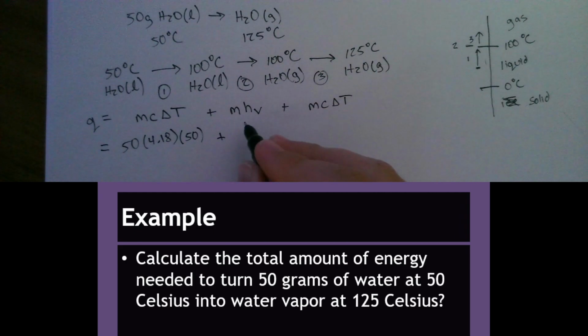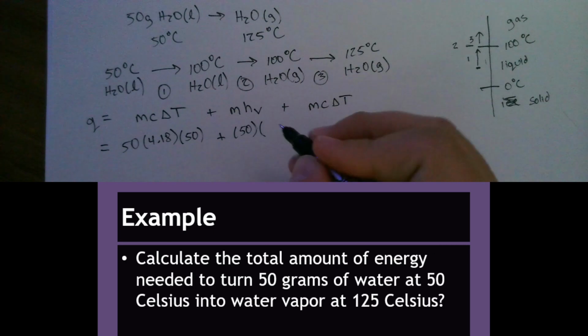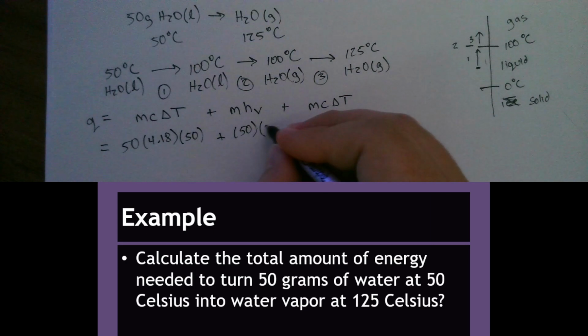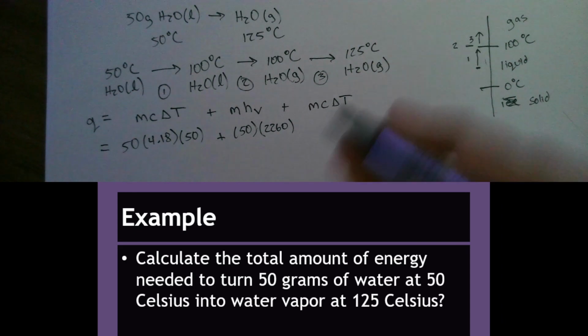Plus, second step, my mass is 50 still. HV, the latent heat of vaporization of water, is the 2260 number. This one doesn't have a change in temperature or anything because the temperature is staying the same. It doesn't have a little c. You don't need the specific heat in this formula because I'm not changing its temperature. Specific heat is how it changes temperature as you add heat.